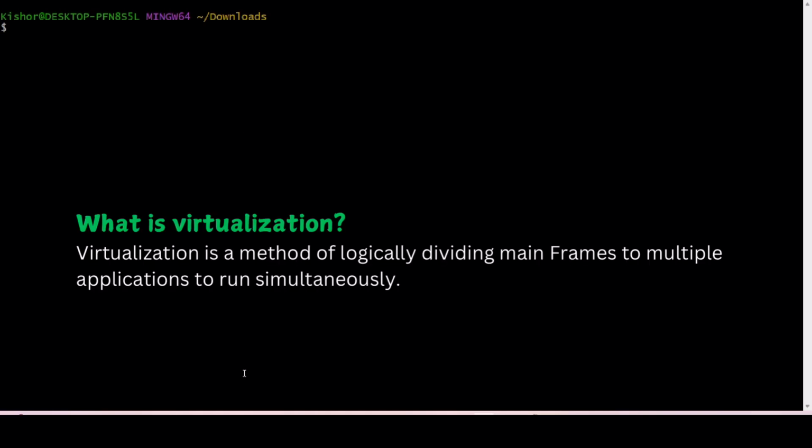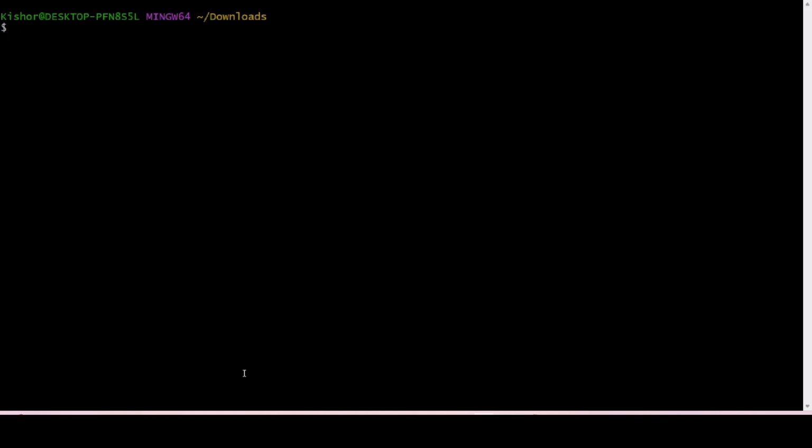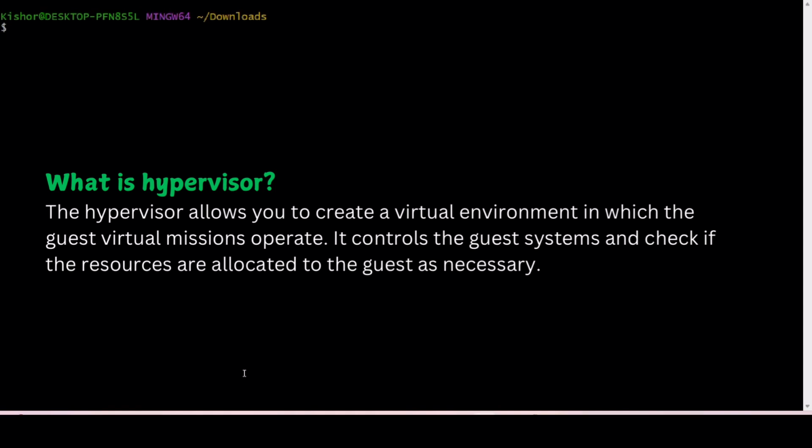What is virtualization? Virtualization is a method of logically dividing a mainframe to allow multiple applications to run simultaneously. What is a hypervisor? The hypervisor allows you to create a virtual environment in which the guest virtual machines operate, and it controls the guest systems and checks that the resources are allocated to the guests as necessary.